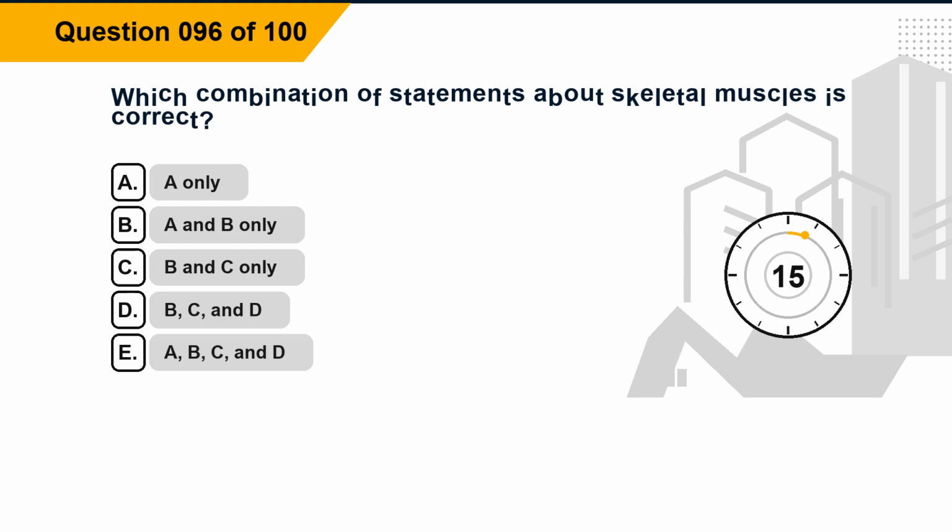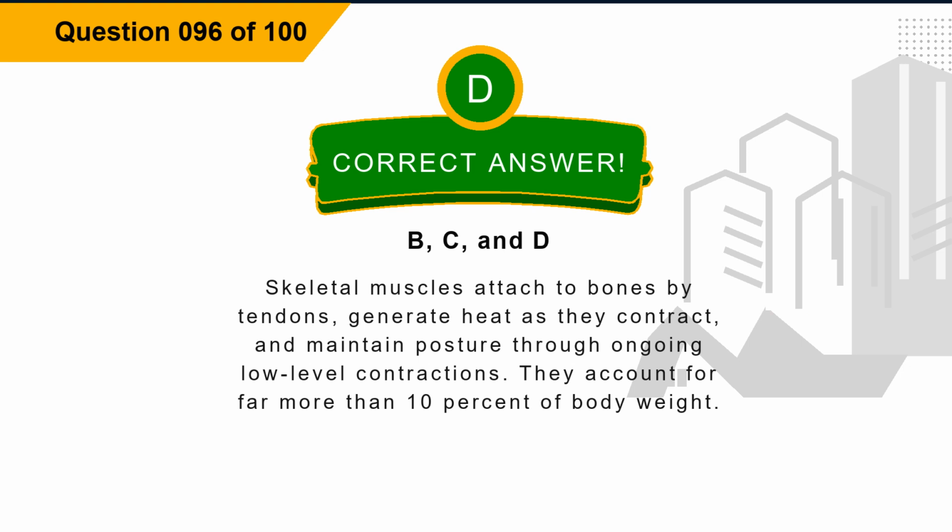Question 96. Which combination of statements about skeletal muscles is correct? Option A. A only. Option B. A and B only. Option C. B and C only. Option D. B, C, and D. Option E. A, B, C, and D. The correct answer is option D, B, C, and D.